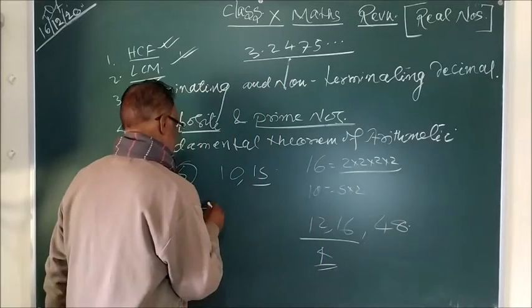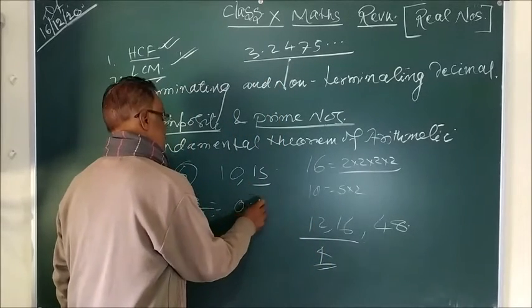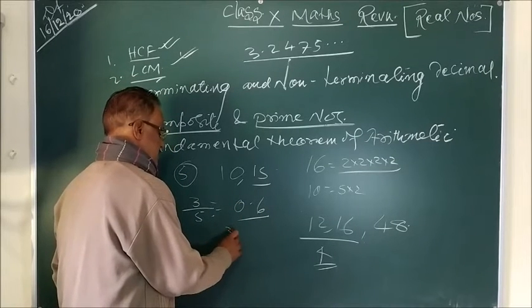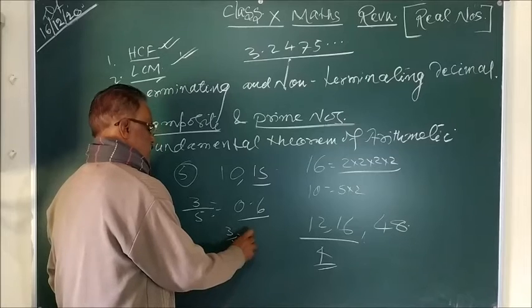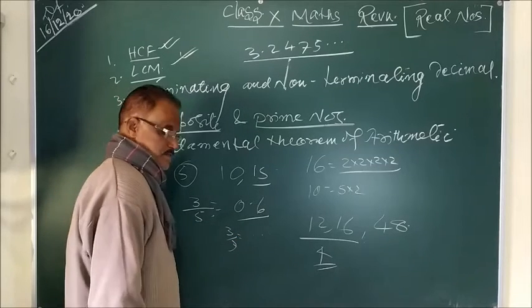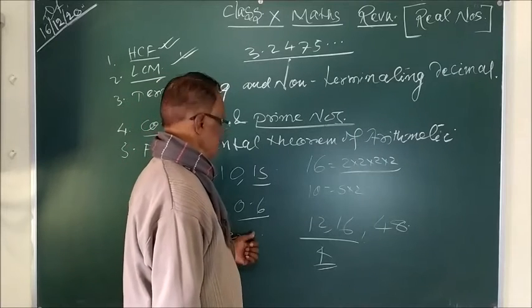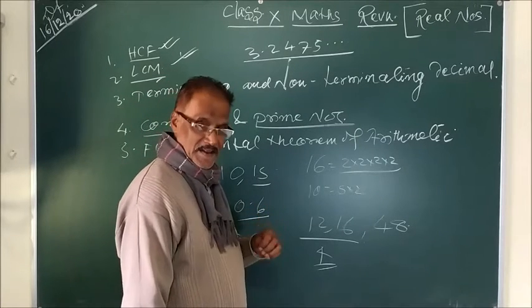So 3 by 5, what will it be? You will get 0.6. So this is a terminating decimal. Suppose 3 by 7, if you divide, it will change into a decimal. You will not get a remainder. That will be non-terminating, repeating.